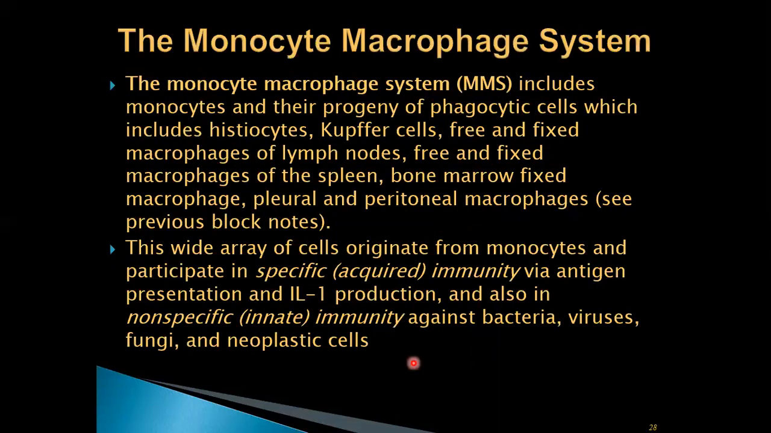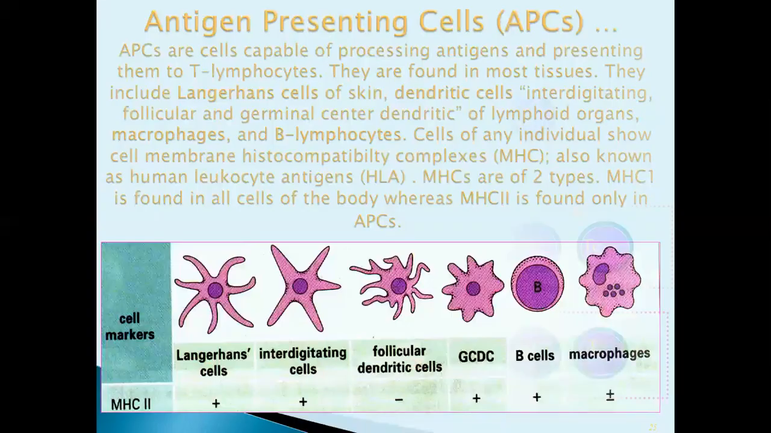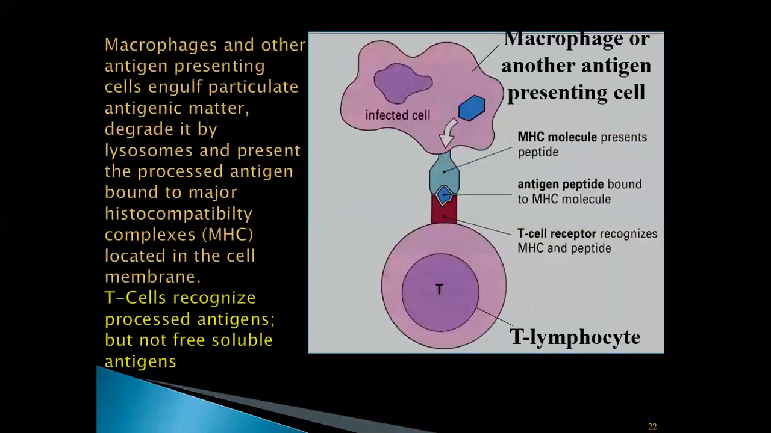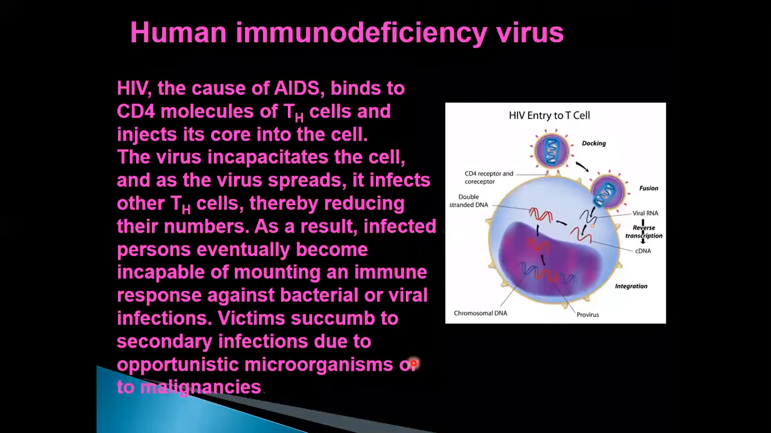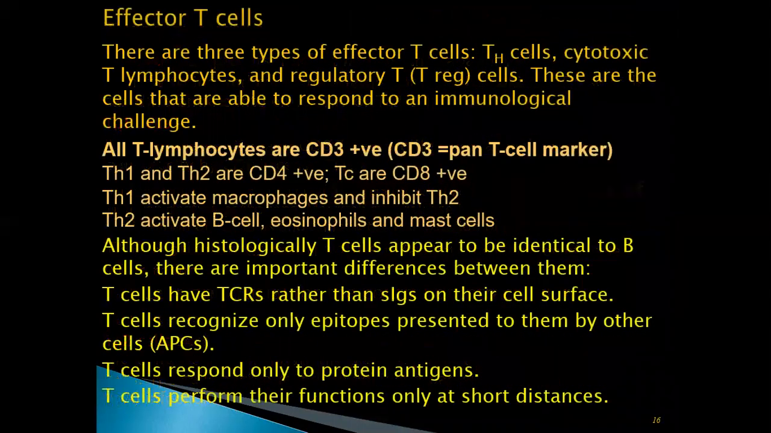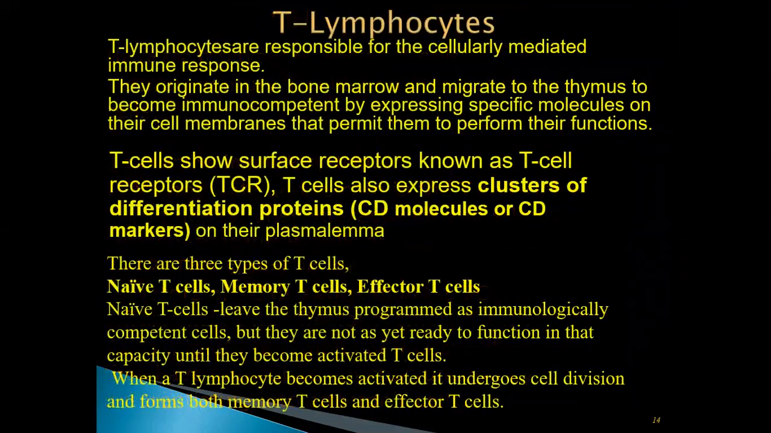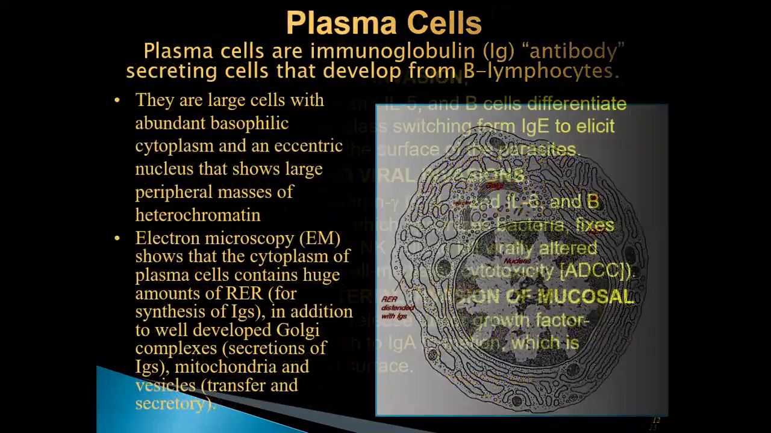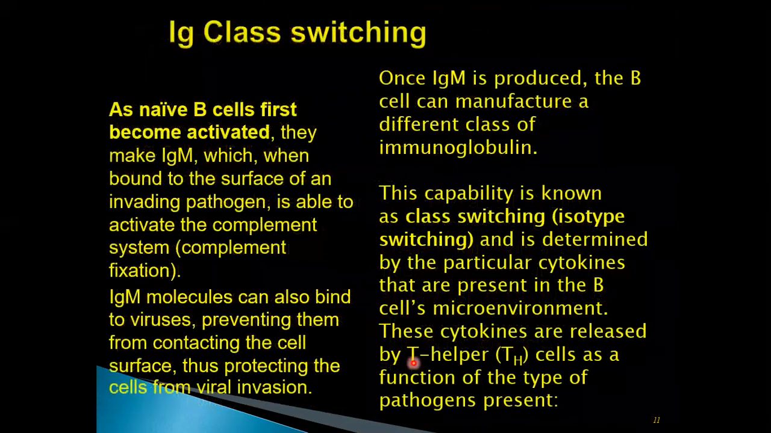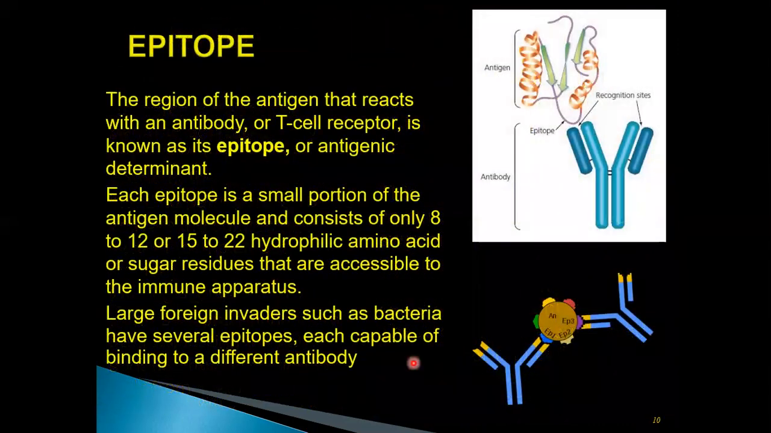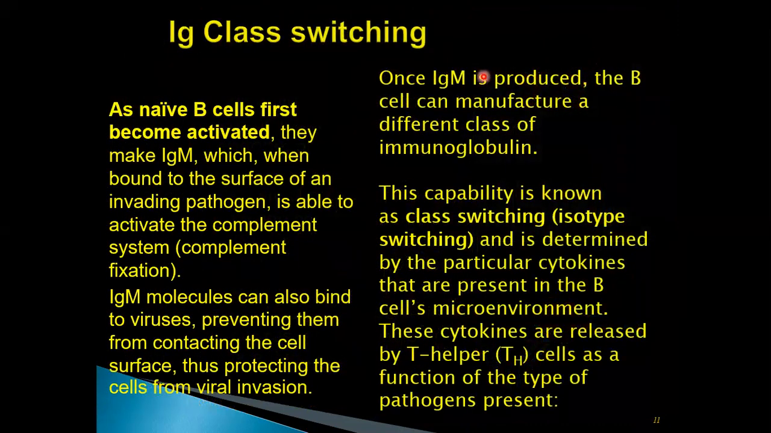Now let me go to the 2 slides which I left earlier. Now the same plasma cell synthesizes all immunoglobulins. How many types of immunoglobulins do we have? We have immunoglobulin M, immunoglobulin G, immunoglobulin A, immunoglobulin D, immunoglobulin E. All these are the types of antibodies, or immunoglobulins.